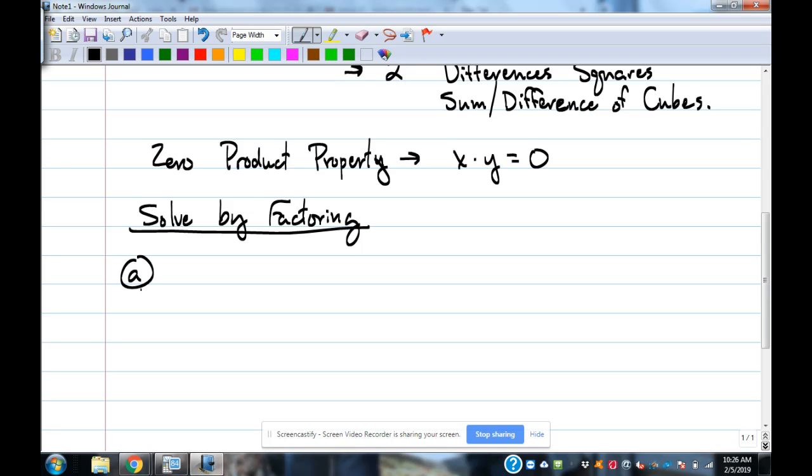So first example for solving by factoring, let's start with something like this. 5x squared minus 17x is equal to negative 6. So that's a quadratic for sure, because the highest part of it has x squared in it. So we want to try to do that.